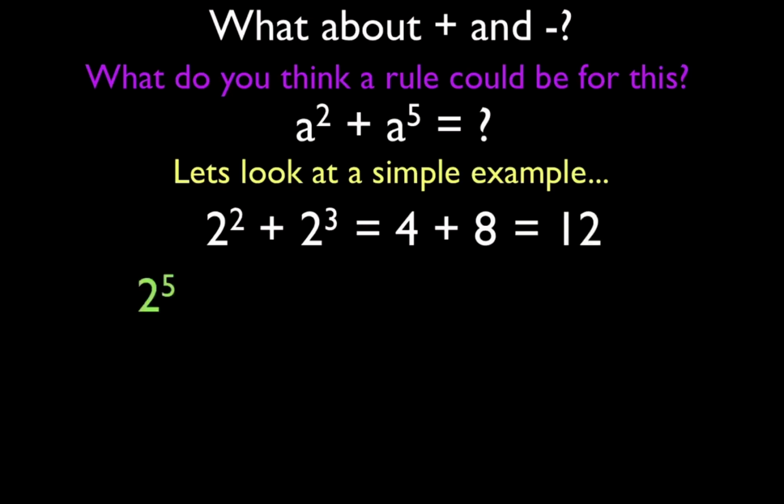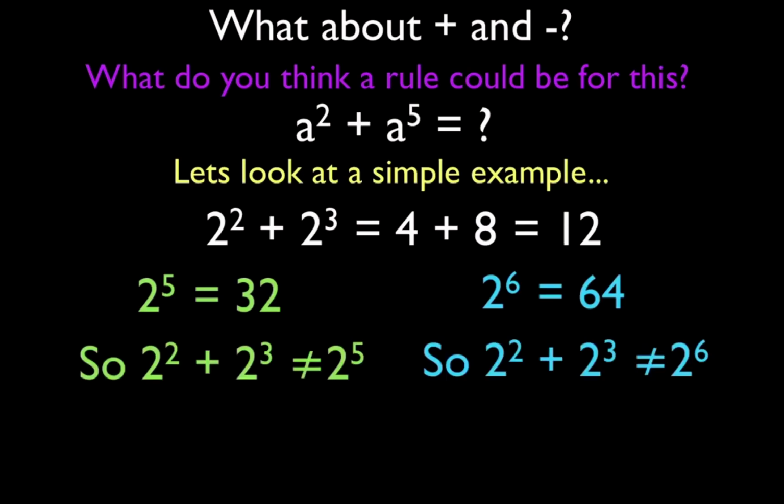It could be something like 2 to the 5th, right? Maybe you add them together. Well, 2 to the 5th, though, is 32, not 12. What else might be a possibility? Other people say maybe 2 to the 6th, right? Well, that's 64. Okay, that's 2 times 3. Yeah, that's not it. So the shortcut isn't to add the exponents or multiply the exponents.